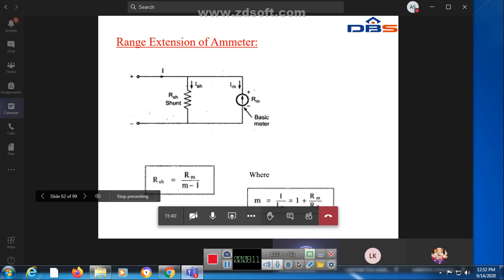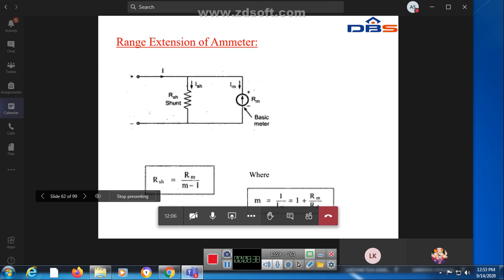Okay, so here RSH is the shunt resistance. ISH is the current that flows through the shunt resistance. Whenever you give a supply, the total current from the supply is I. Here the current is divided as ISH and Im. ISH is the current flowing through the shunt resistor, and Im is the current flowing through the ammeter, the basic meter.